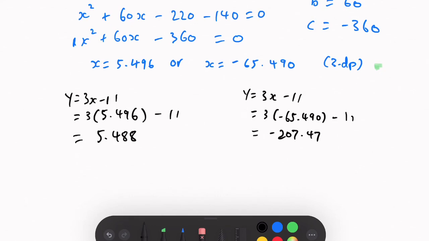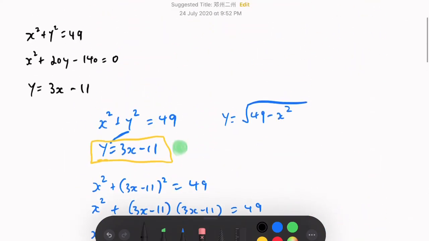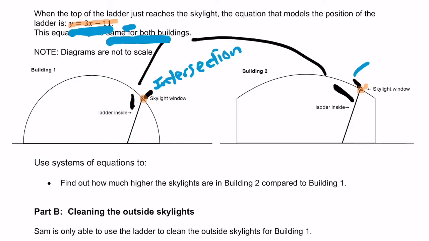Now, immediately you can get rid of negative 65.490 as the length cannot be negative, which therefore these two are going to cross out. So it will be 5.488 and 5.496. That would be your answer. So that'll be the coordinate for this point here.